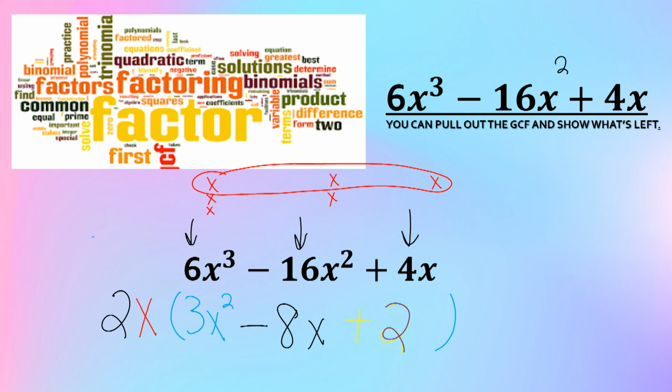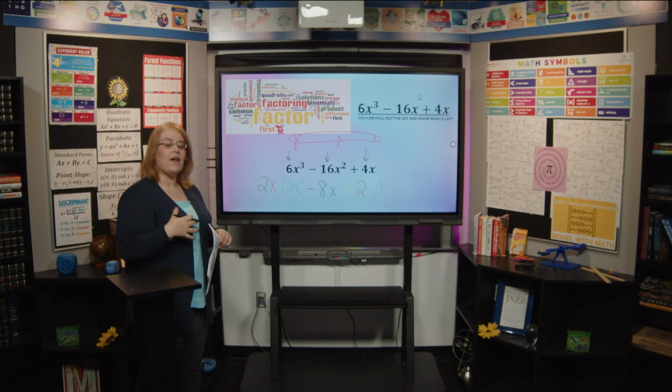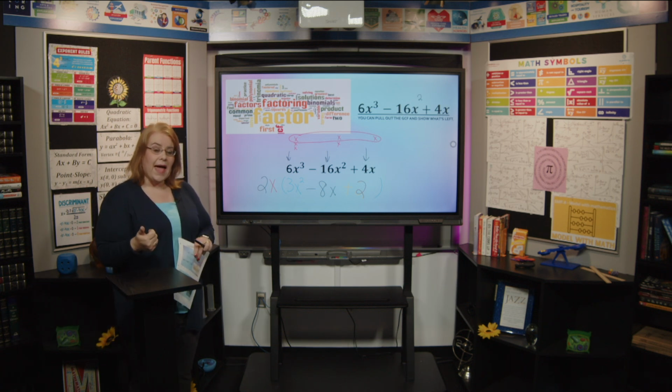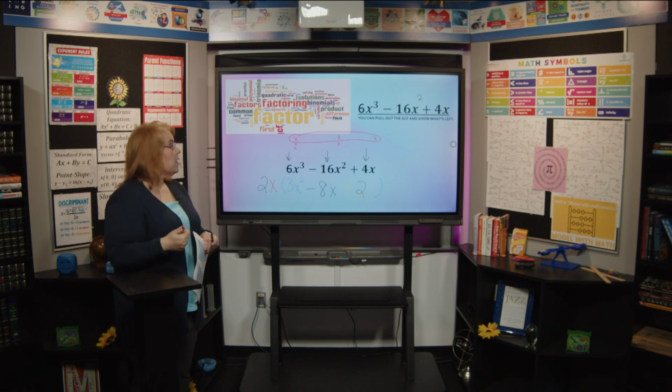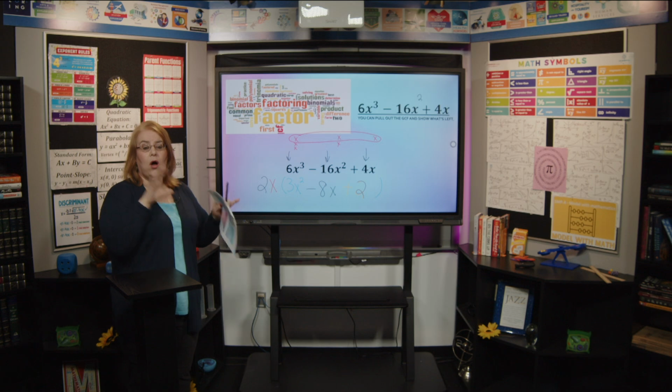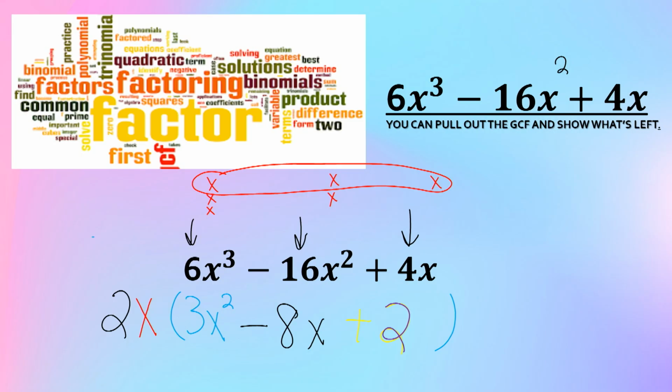So there is what is left after I take out that greatest common factor. You are dividing out your numbers, and you are subtracting out those x's. Remember, how many times can you circle the same number in all of the terms? Good job. Let's look at the next one.